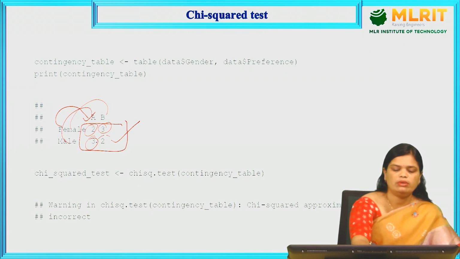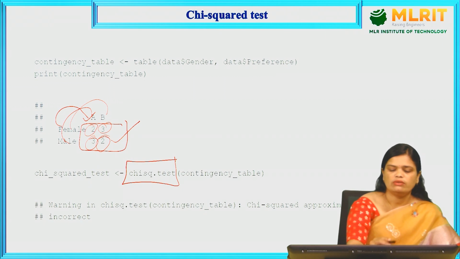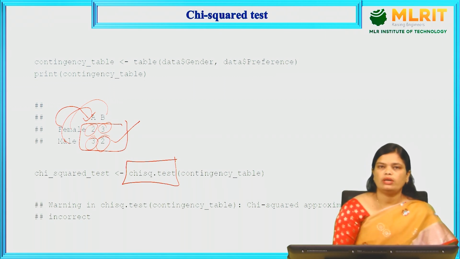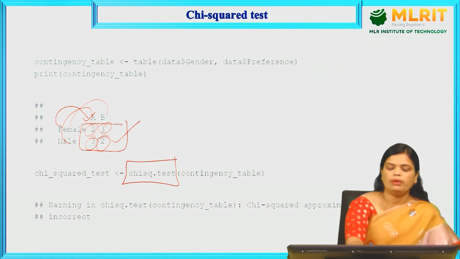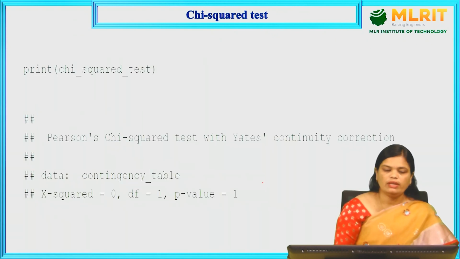How many male B's are there? 2. On this we have a built-in function that we can apply directly to the contingency table. Only to the contingency table you have to apply the chi-square test. We are applying the chi-square test to the contingency table and we will get the output.